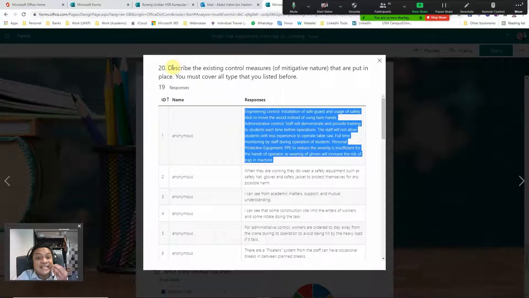Apa yang dah ada dekat situ? Yang sudah ada, apa yang sepatutnya ada? Kalau you jawab macam ni, if you answer like this, I will reject and do again.